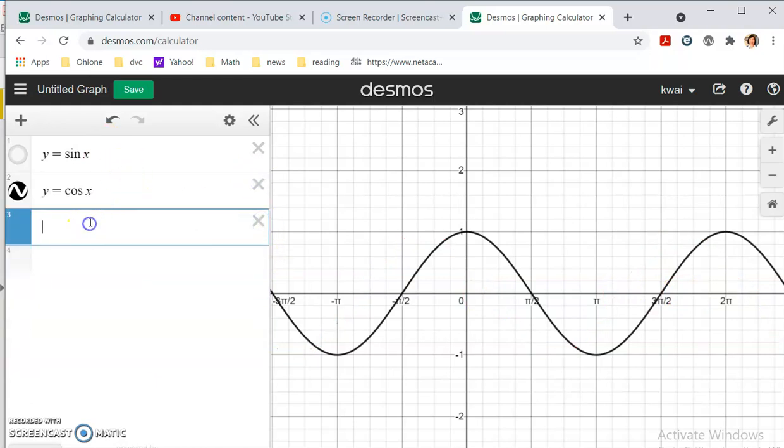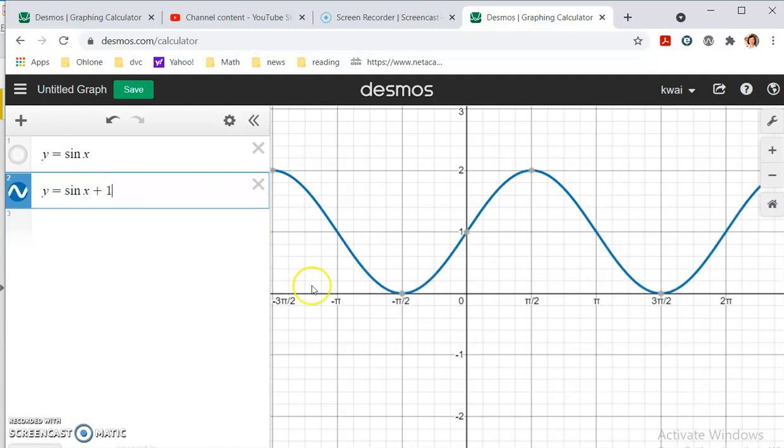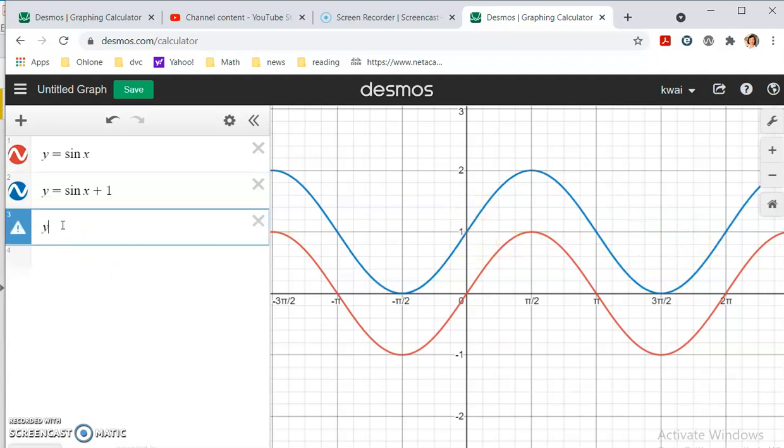What happens if I add a number outside, sine x, but plus 1? You can see that this is the one where the midline used to be the x-axis. Now the midline becomes y equals 1, right? The whole thing shifts up. And the same for cosine.